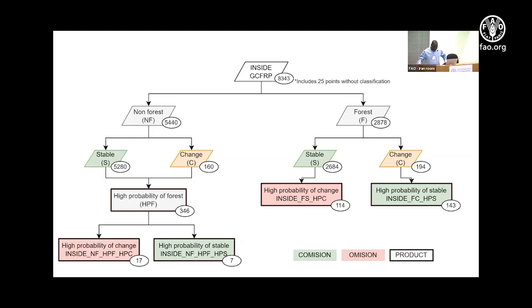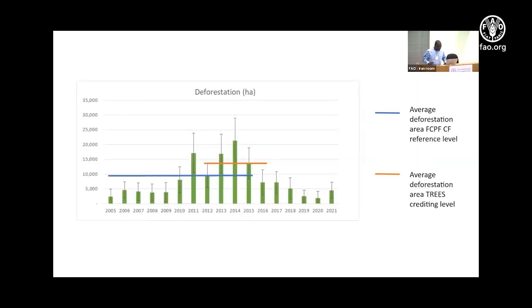And you could see that of the plots classified as non-forest, only 17 of all the stable plots were identified by the algorithm as high forest change probabilities, which is also a good indication that there has been a good job already done. And these are the differences we've seen with the FCPF process, the reference level that we had, and also with this algorithm coming in to help us reassess the plots, the average deforestation area for TREES crediting level.